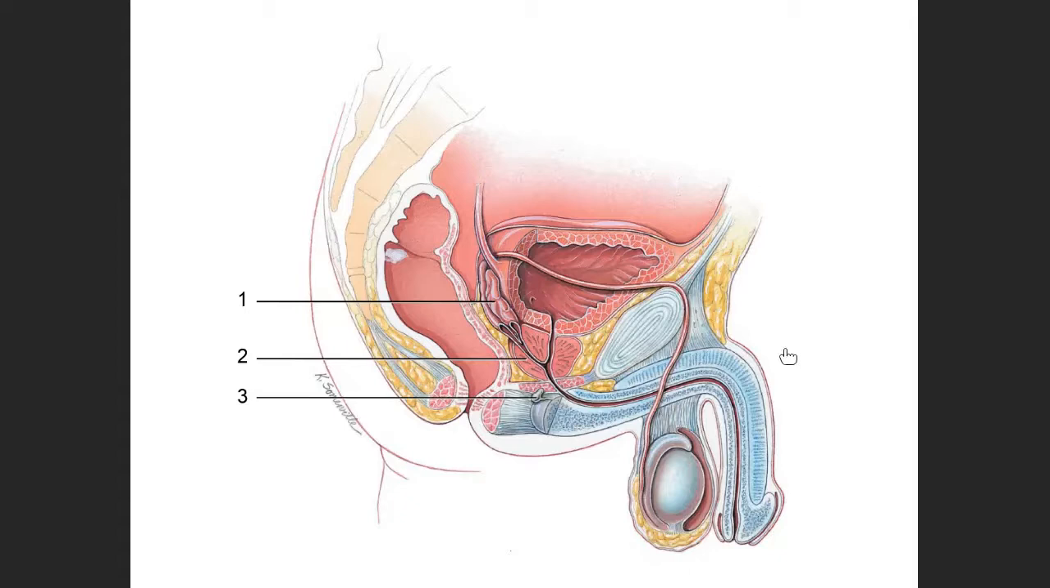In this picture, you can see the accessory sex glands: seminal vesicle number 1, number 2 is the prostate, and number 3 is the Cooper's gland or bulbourethral gland.